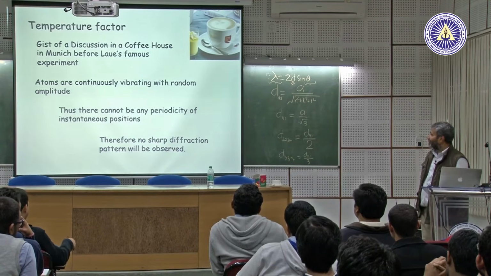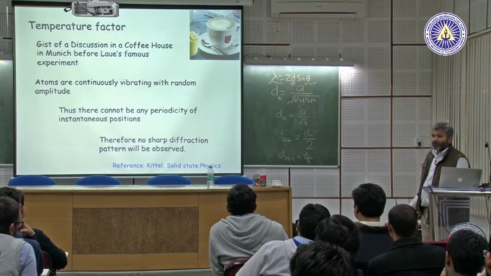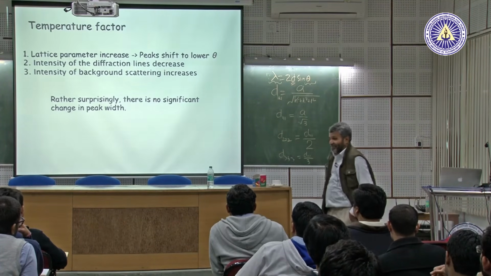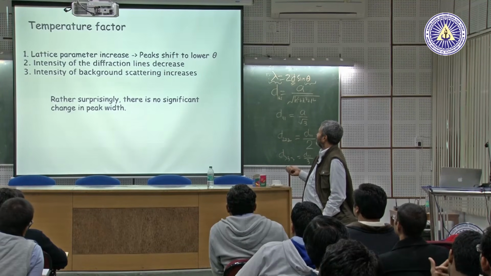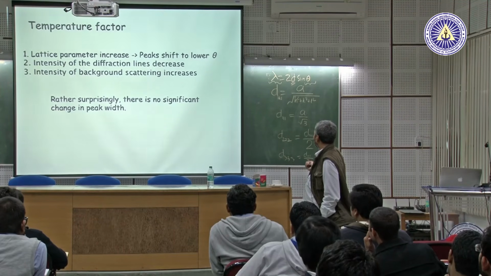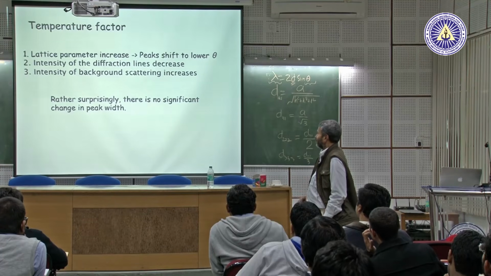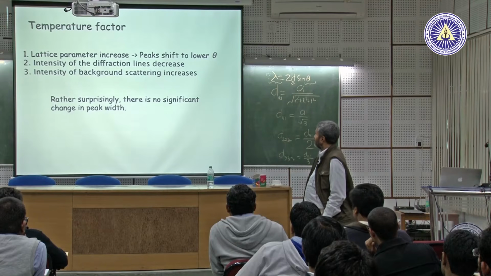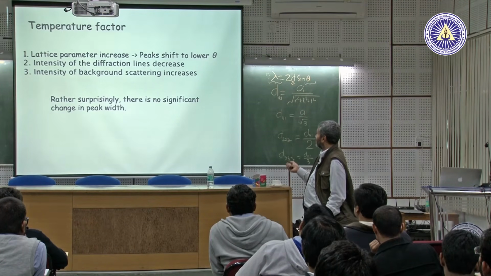But Laue went ahead, did the experiment. Interestingly, and this is from Kittel's Solid State Physics, very famous book. It turned out, after doing the experiment, that of course, with thermal vibration the lattice parameter will increase, so the peak will shift. Lambda is equal to 2d sin theta, d is larger, lambda is the same, so theta will be lower, and the peak will shift to lower theta. That is one effect of temperature. Intensity of the diffraction lines decreased, intensity of the background scattering increased, and rather surprisingly there was no peak broadening.